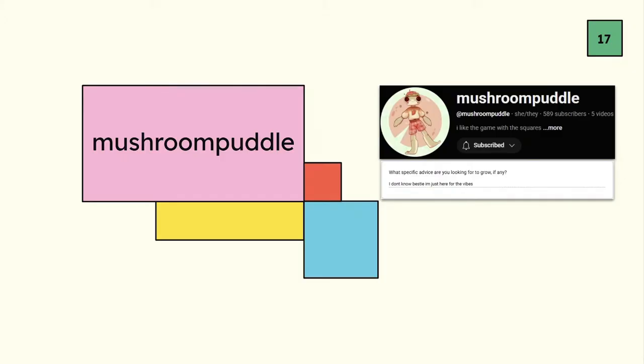And so our next Minecraft YouTuber that we are going to take a look at their channel today is another good friend and an SMP member on the Lotus SMP with me named Mushroom Puddle. And they have 589 subscribers. And clearly, like many of us, they like the game with squares.